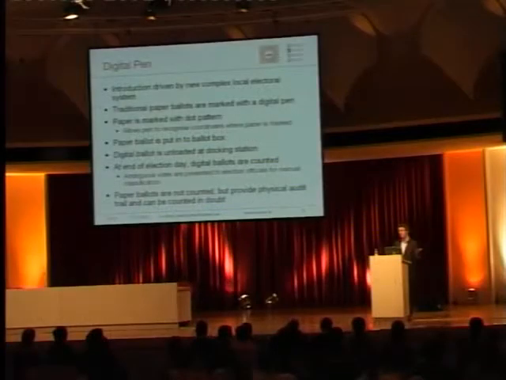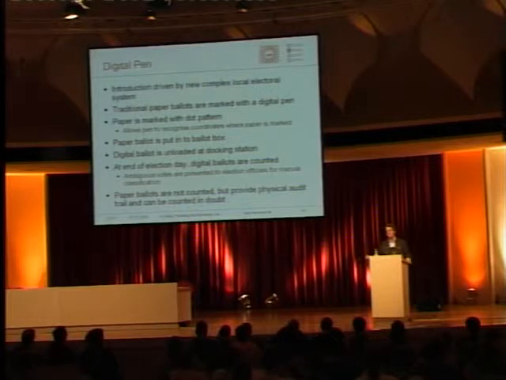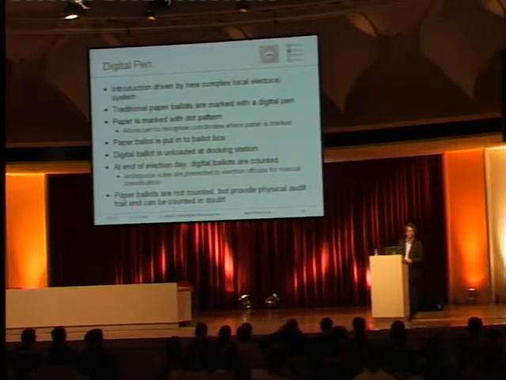So then the voter marks the paper with the pen, and then he puts the paper into a ballot box, just as in traditional paper-based elections. But he also puts the pen into a docking station, and the electronic representation of the vote is unloaded into a computer, and it then, at the end of the election day, is counted. And if you make your tick not in one of the circles, but somewhere else, or if there are any ambiguous votes, then these ambiguous votes are presented to election officials for manual classification. In the end, the paper ballots are not counted, but they provide a physical audit trail. So they could be counted if there's any doubt.